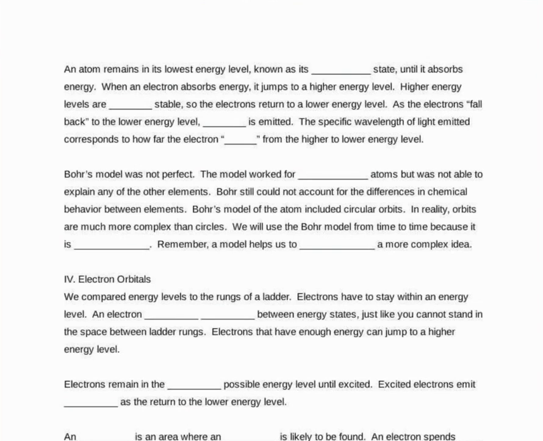So where we left off, we were just talking about how an atom can be compared to a ladder. So here we've got a ladder, and these are the rungs of the ladder, or the steps. So I'm going to use this to help explain the atom. An atom remains in its lowest energy level, known as its ground state, until it absorbs energy.